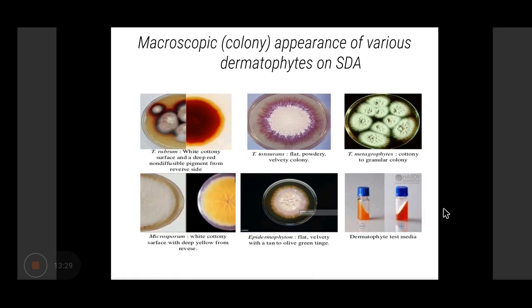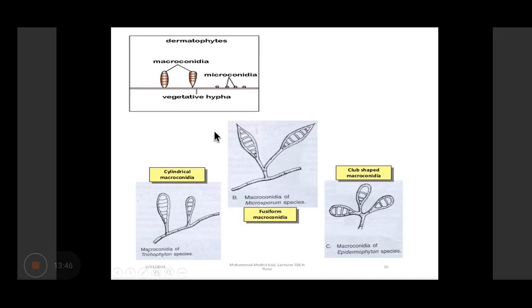We also have DTM, the dermatophyte test medium, which is specific for the growth of dermatophytes. In that, we look for growth. If dermatophytes grow in it, it will show red color growth. What we look for, as I told you, are the asexual spores. The microconidia are small, tiny in size, and the macroconidia are multicellular.